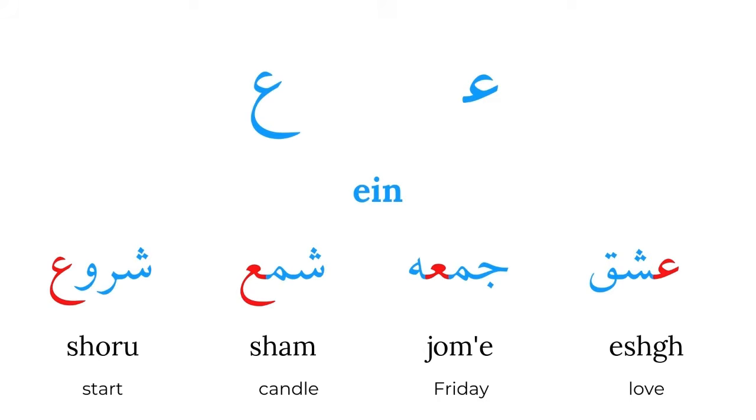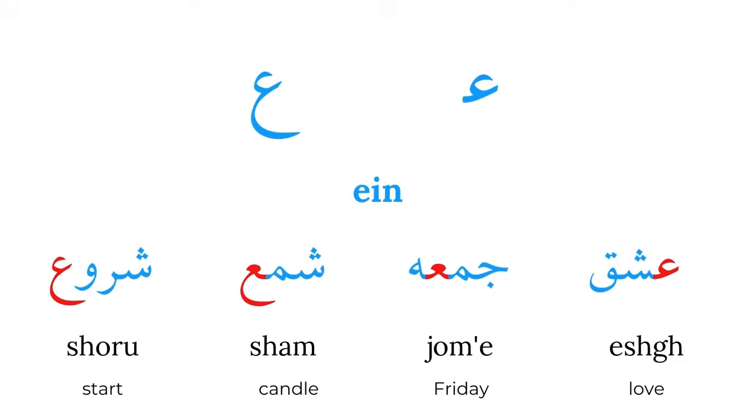عین. Ain doesn't really have an equivalent sound in English, and in Persian it's very soft, so often you don't even hear it. If we look at our examples, we have ishq, so it just sounds like an eh. It's a very soft sound. In our other examples, we have jom'eh, sham, shuru. So you hardly even really hear it in some of these words.